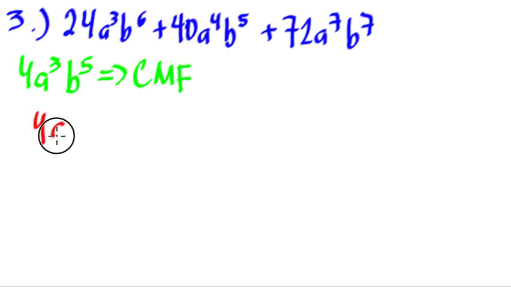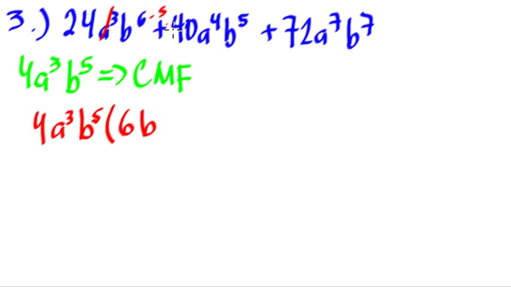So we have 4a cubed b to the 5th times 24 divided by 4, which is going to give us 6. And then a cubed will be erased completely here. What is left is only b, because it's b to the 6th minus 5. So b, plus 40 divided by 4 is 10, obviously.